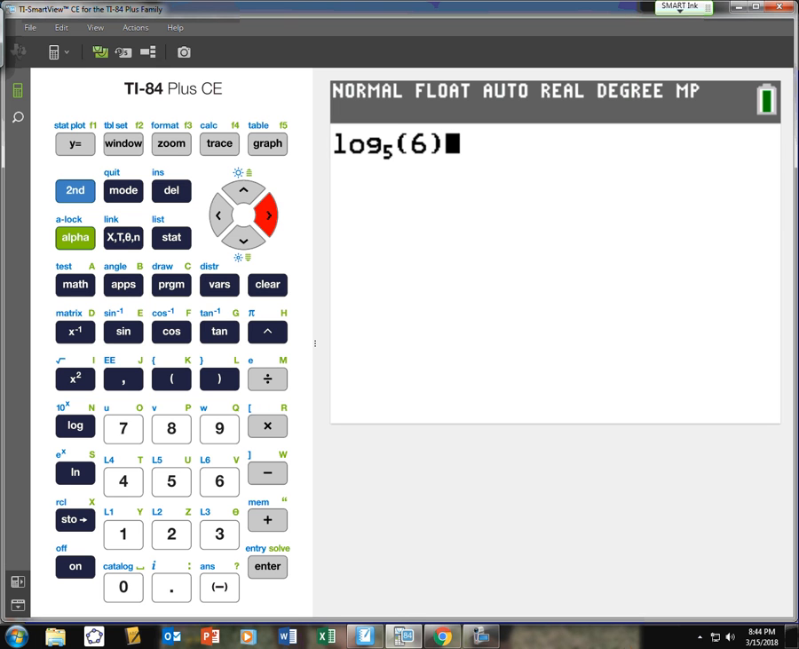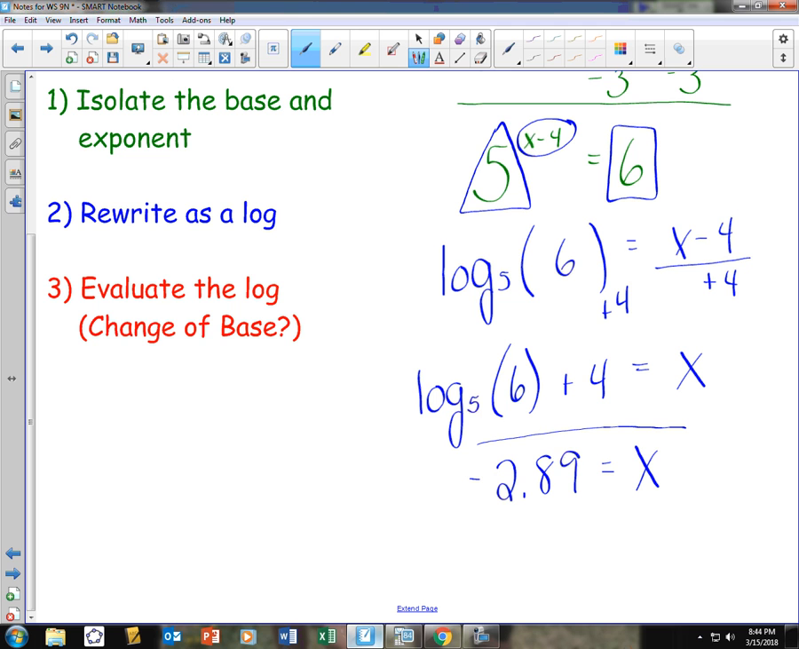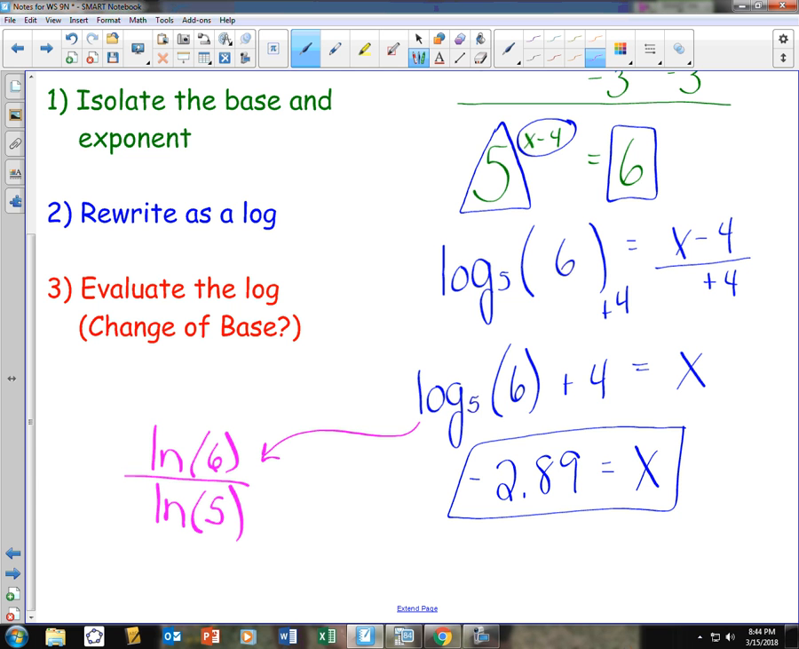And I'm going to get negative 2.89. All right, so negative 2.89 is equal to x, and we are done. All right, so for those of you that do not have that log button, what you would have to do here is natural log of 6 divided by natural log of 5. That's the change of base formula. And then you would add 4.